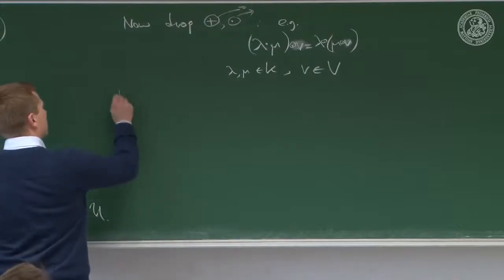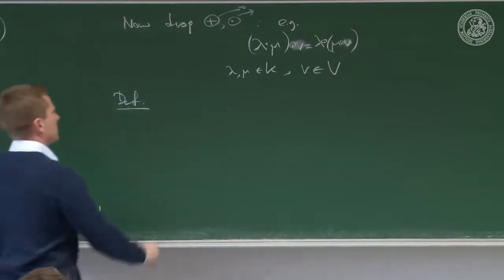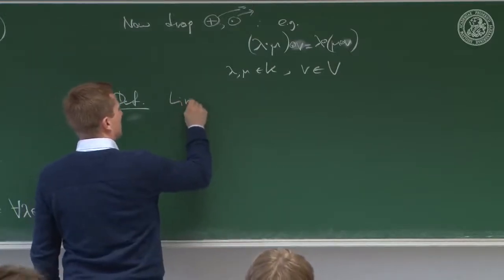Okay, so now, as always, you classify these sets and so on by looking at the structure-preserving maps. And the structure-preserving maps, the homomorphisms, are called linear maps.